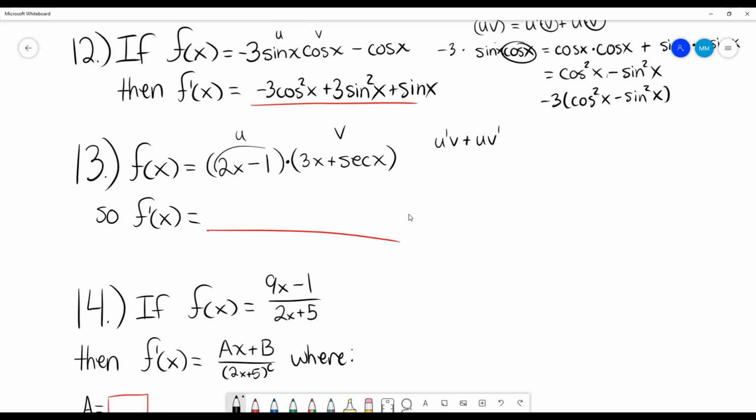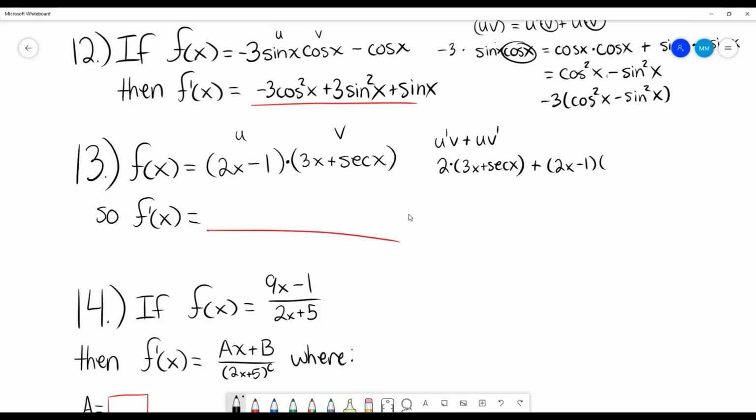So the derivative of 2x minus 1, well, I know that derivative of x is 1, so it's a 2 times a 1, and then that's a constant, so it's a 0. So the derivative of u is just 2. And then our v is that 3x plus secant x. We're just going to write it like that for now. And now we take our first term, which is our u, so 2x minus 1, and we multiply it by whatever the derivative of v is.